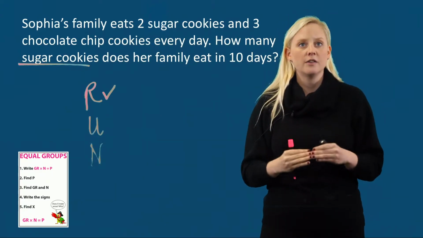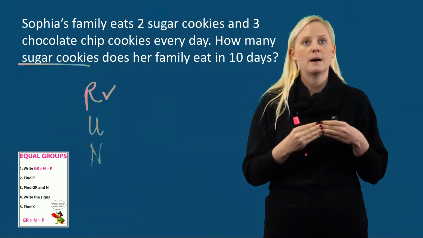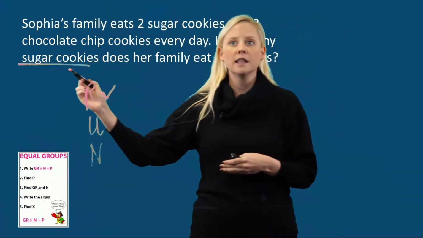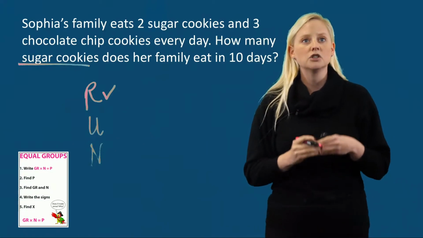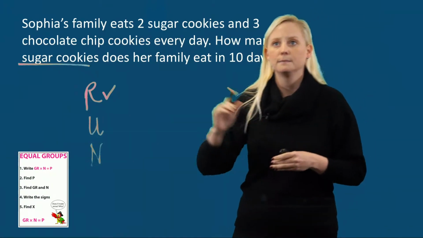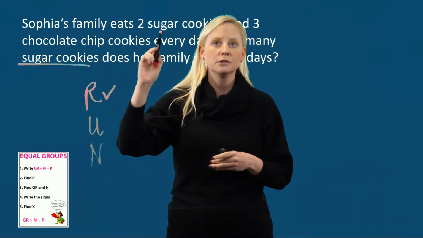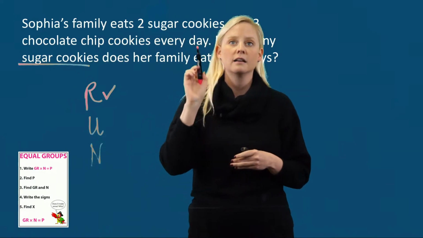Now I'm not finished with you. I still have to check for irrelevant information. I want to make sure that all of my numbers are talking about my label. We've identified the label as sugar cookies, so we need to make sure every number is talking about sugar cookies. So let's scan our word problem. The first number I see is 2. 2 is about sugar cookies, so I need that.